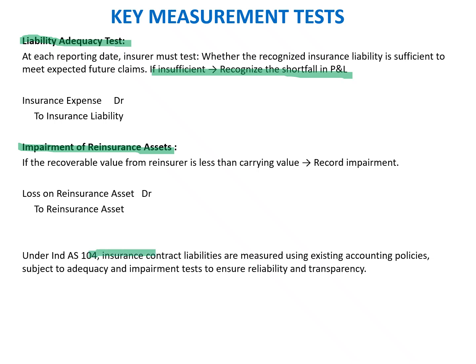Under Ind AS 104, insurance contract liabilities are measured using the existing accounting policies, subject to the adequacy and impairment tests to ensure the liability and transparency. Again, the measurement principles will definitely have a different conceptual understanding when we compare it with Ind AS 117. But till the time it is notified, we are going to adopt the same GAAP principle of measurement which was demonstrated in the last slide, and we'll continue to do that until it has been finally notified by IRDA and it becomes mandatory for the insurance company to adopt Ind AS 117, on which date Ind AS 104 would become redundant. So we'll move to the next slide.